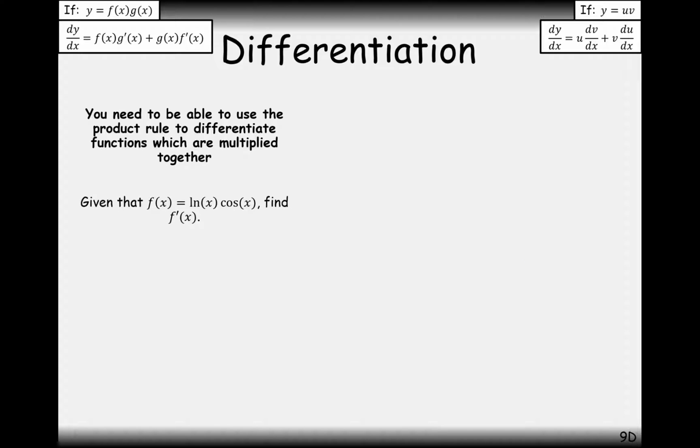Okay, next one. This time the function is a little bit more complicated. Ln x cos x. So here we've clearly got two functions that are being multiplied together. So our first function is ln x, that differentiates to 1 over x. And the second function is cos x, that differentiates to minus sin x.